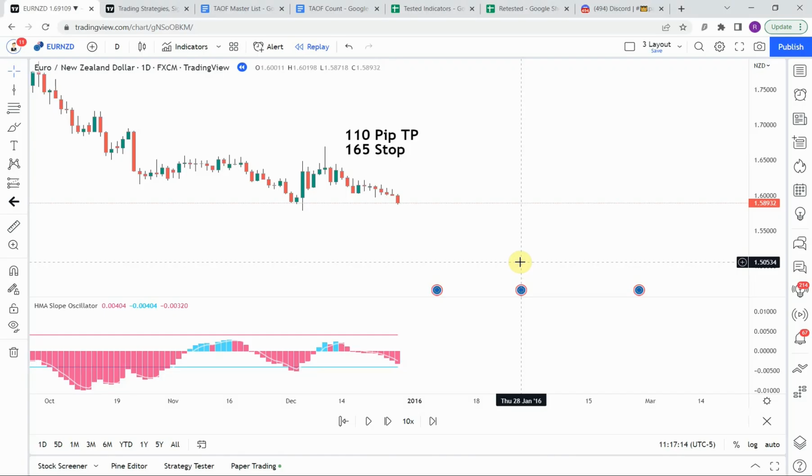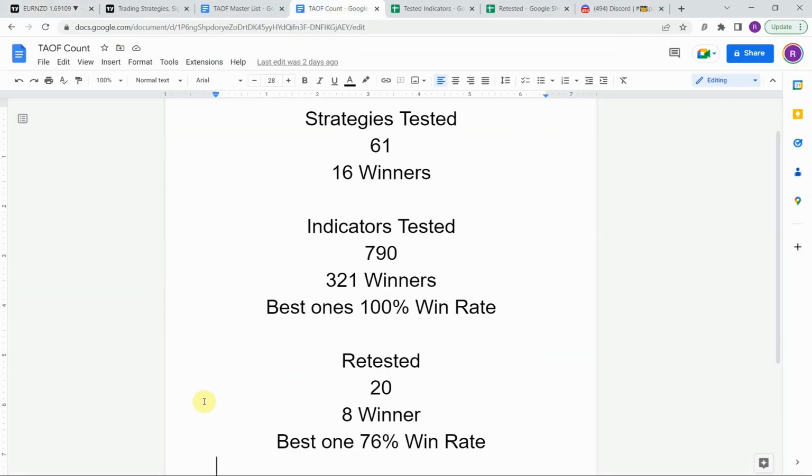Alright, as I said, today we will be testing the HMA slope oscillator indicator. Before we do though, I wanted to put the testing scoreboard up for everyone to see. So to date, we have tested a total of 61 different strategies, with 16 of them being profitable. We've also tested a total of 790 indicators, with 321 of them being winners. The best ones so far were able to achieve a 100% win rate. Now you need to go back and watch those videos to understand the context of how they were able to achieve that. So go back and watch those videos and see what you can get out of those winning indicators.